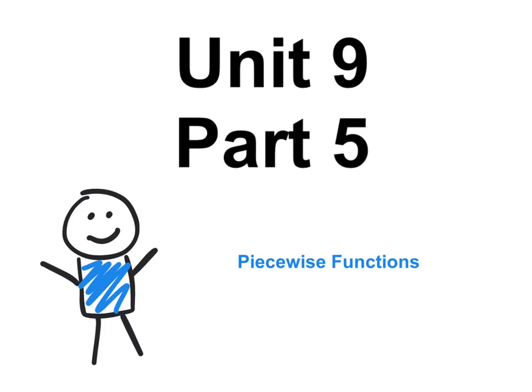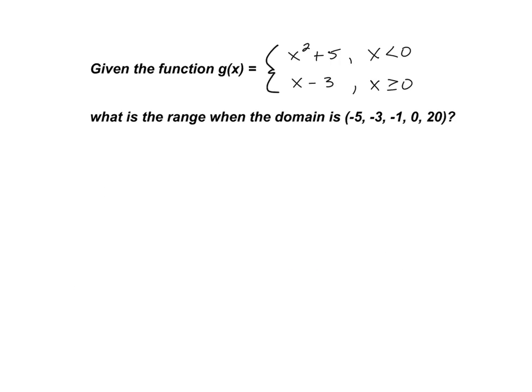My name is Mr. Bell and today we're going to talk about piecewise functions. On this slide it says, given the function g of x is equal to, we have two different scenarios. We have x squared plus 5, comma, when x is less than 0, and then we're going to use x minus 3, comma, when x is greater than or equal to 0. What is the range when the domain is -5, -3, -1, 0, and 20?